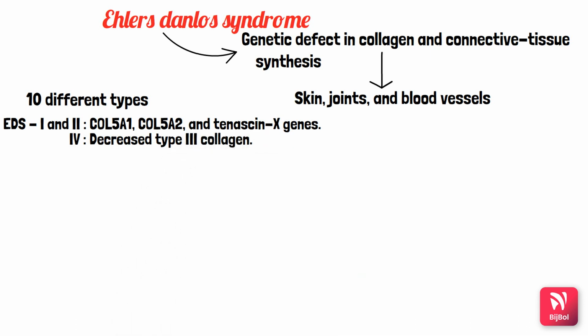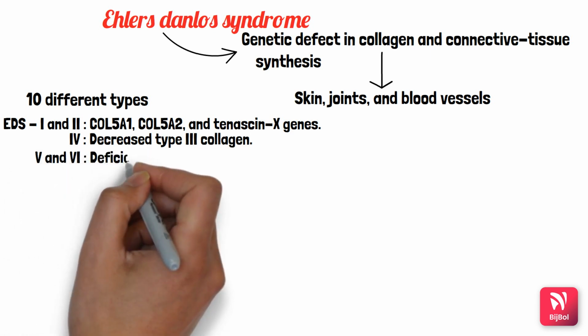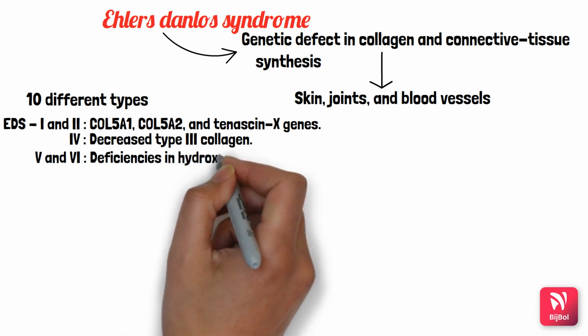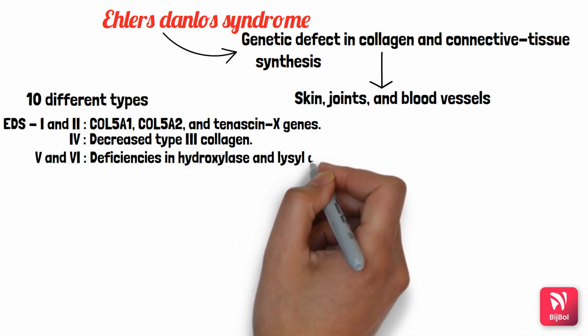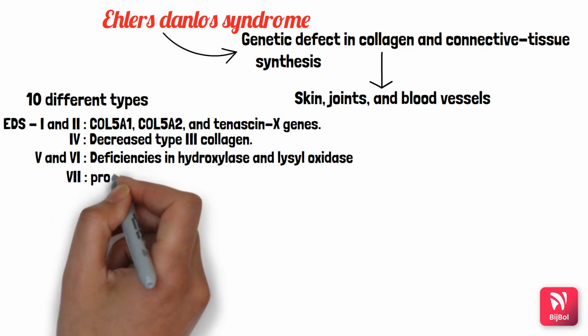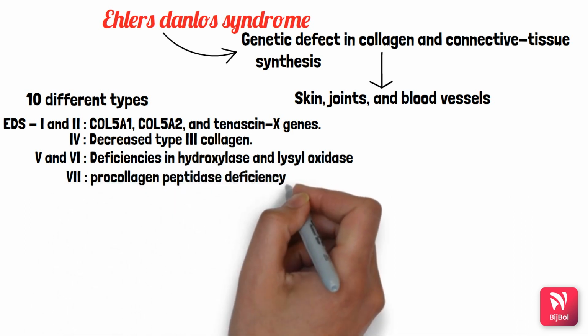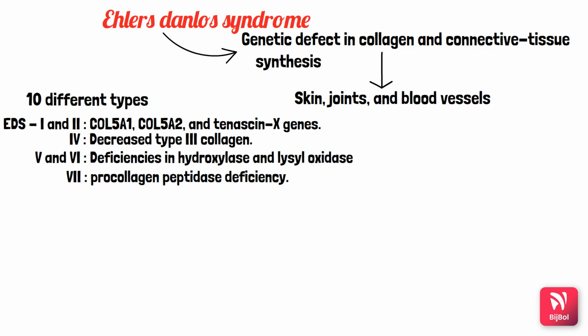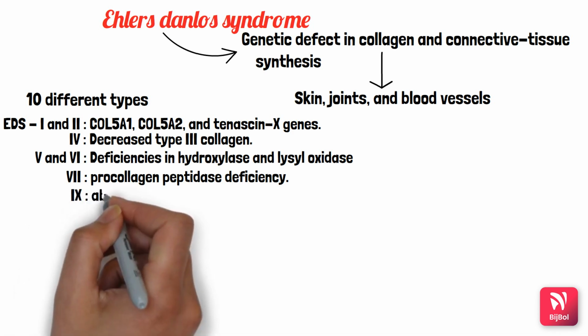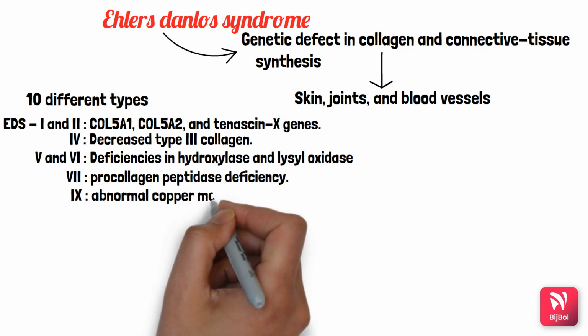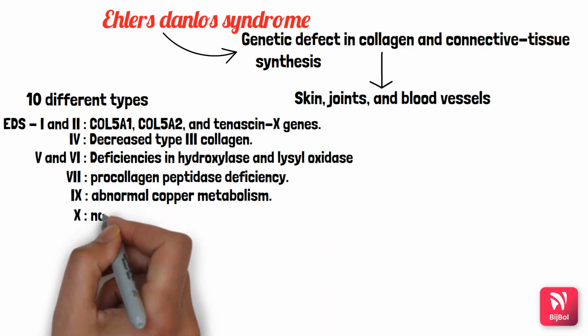Whereas type 4 is caused by decreased type 3 collagen. Type 3 collagen is reticular collagen, which is mostly present around blood vessels. So blood vessel disorder will be there. Whereas Ehlers-Danlos types 5 and 6 have deficiencies in hydroxylase and lysyl oxidase. Type 7 has a deficiency in procollagen peptidase. All these enzymes, hydroxylase, lysyl oxidase, procollagen peptidase, are important in collagen synthesis. So if they are deficient, the collagen formed will not be proper.